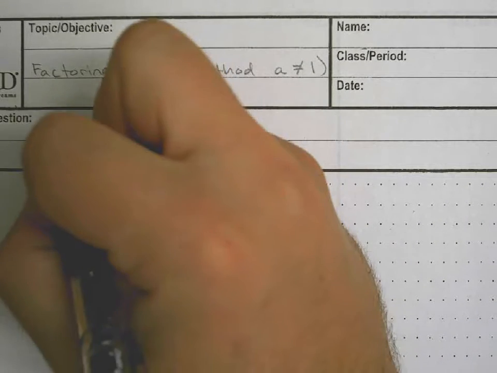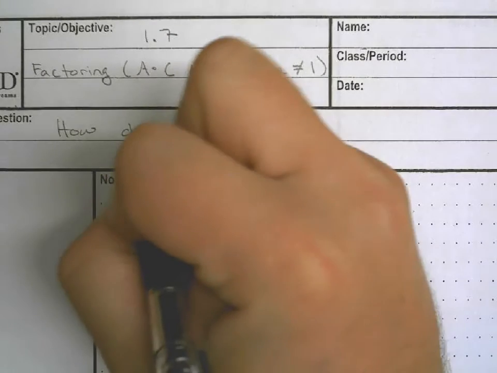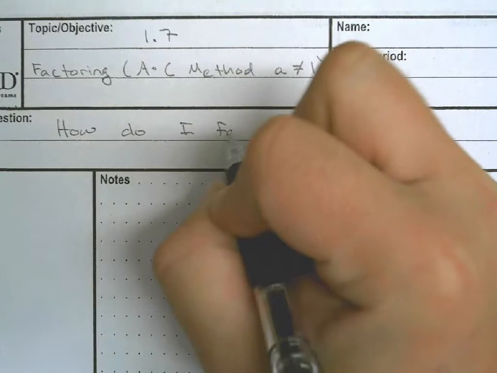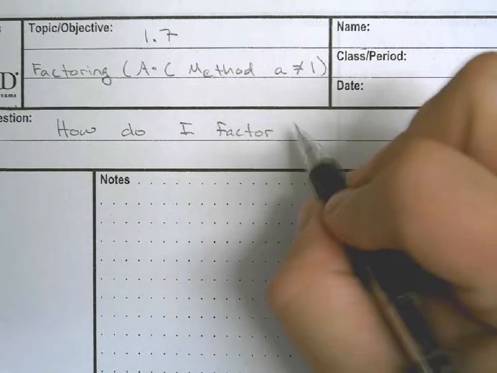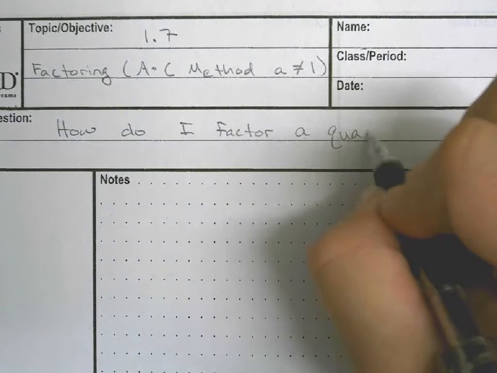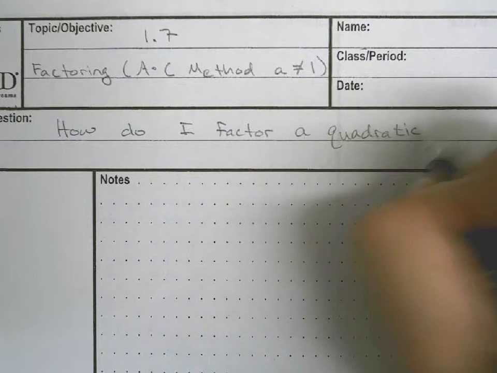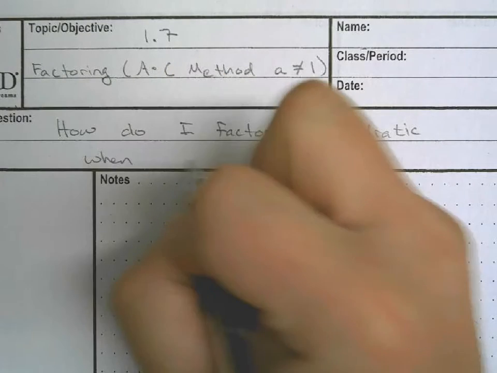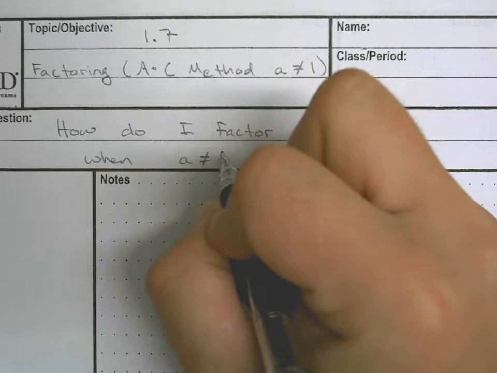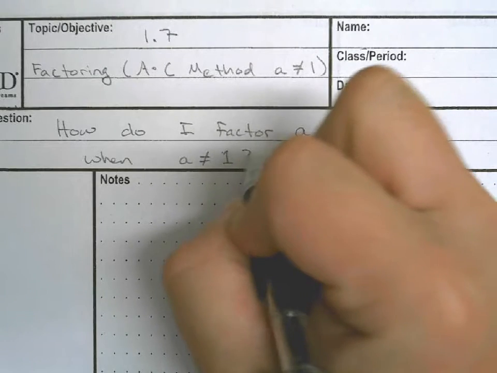Our essential question will be, how do I factor a quadratic when A does not equal 1?